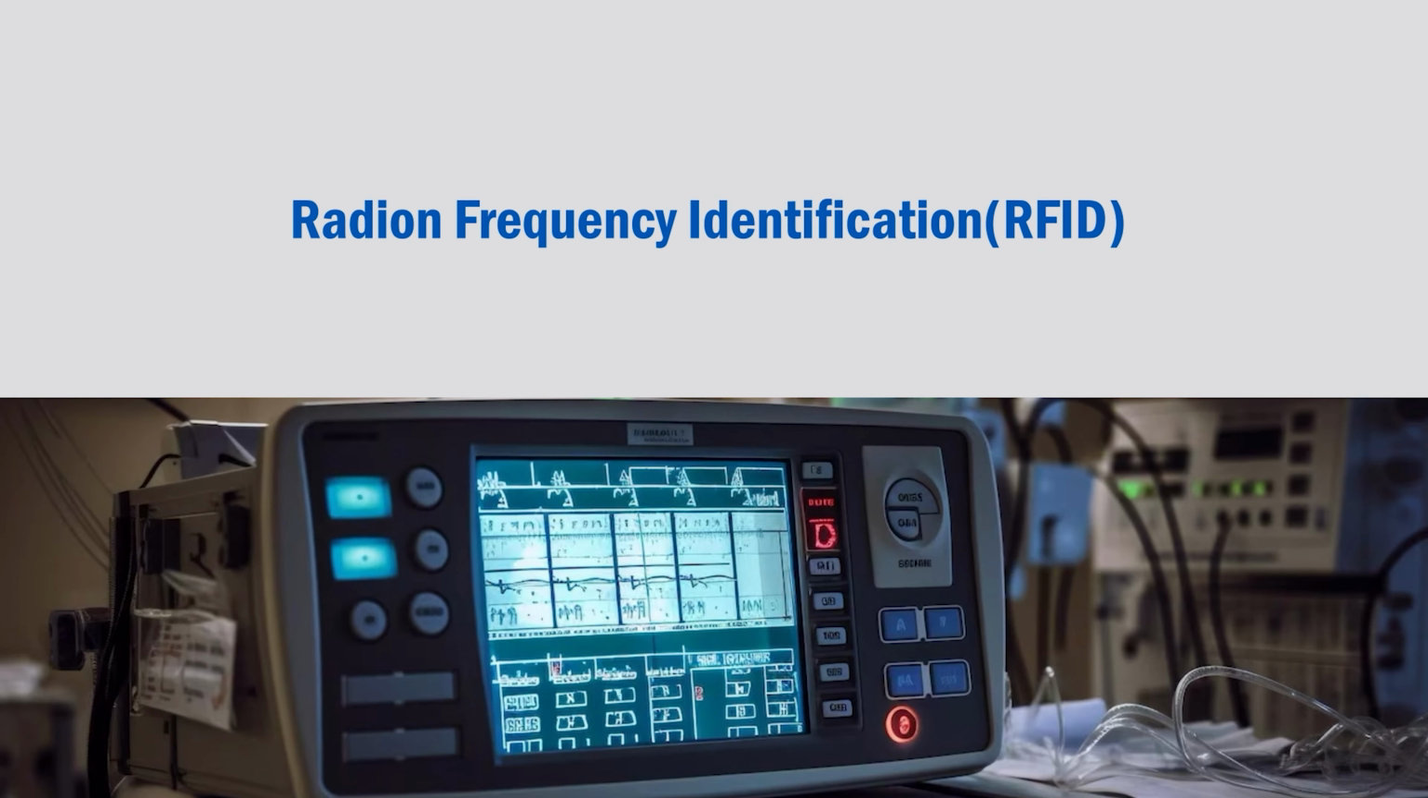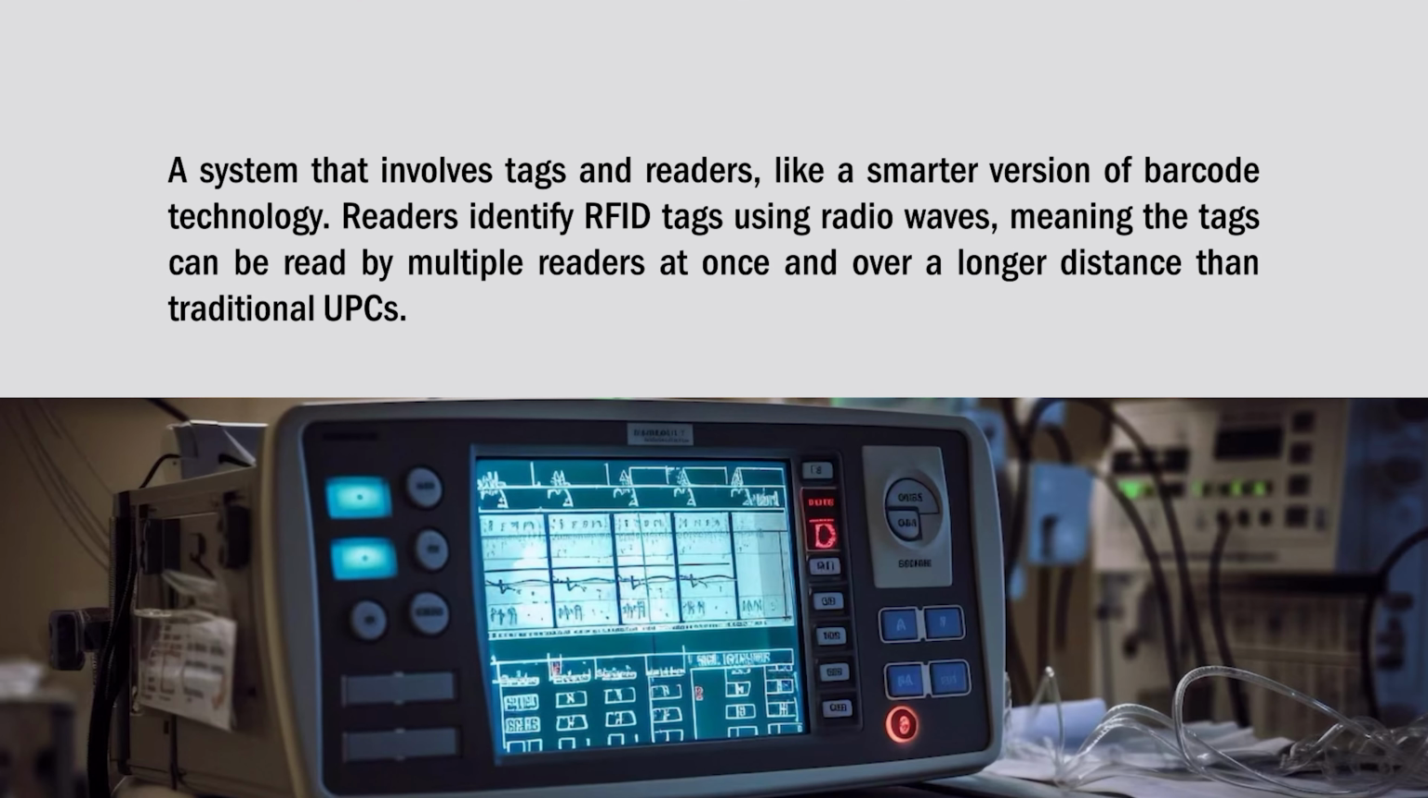This technology can replace the paper logs that drivers were once required to fill out every day. Another technology that is very much popular with the IIoT applications is the RFID technology, a system that involves tags and readers like a smarter version of barcode technology. Readers identify RFID tags using radio waves, meaning the tags can be read by multiple readers at once and over a longer distance than traditional UPCs. RFID tags make it possible to easily track and monitor the things on which they are attached.